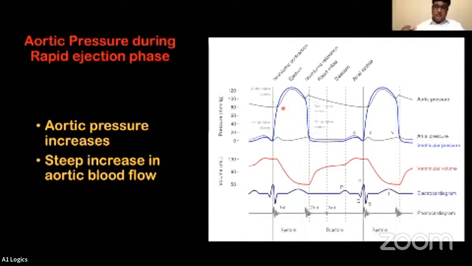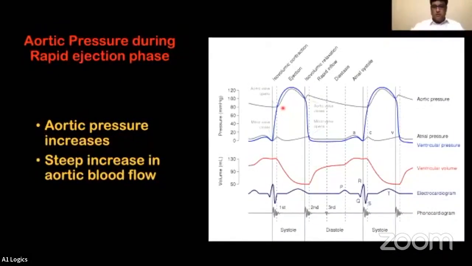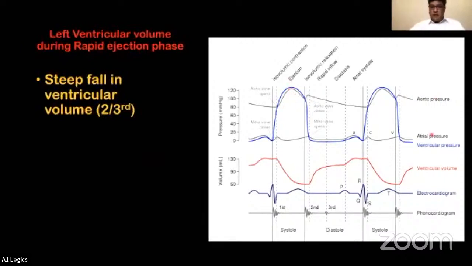The ventricle has to push in as much blood as possible into the aorta. Here you can see on the graph where the aortic pressure is increasing. The left ventricular volume, because the volume that is there in the left ventricle is getting into the aorta, starts decreasing. So there is a steep fall in the ventricular volume by about 2/3. This is exactly what happens. So this is the initial rapid ejection phase, and then there is a slow ejection.